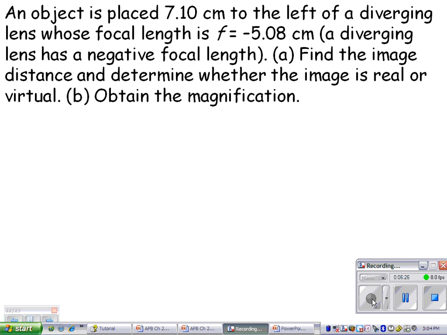Our next problem: an object is placed 7.1 centimeters to the left of a diverging lens whose focal length is negative 5.08 centimeters. Because it's a diverging lens, it has to have a negative focal length. Find the image distance and determine whether the image is real or virtual. Obtain the magnification. So pause the video, please, and try this problem.